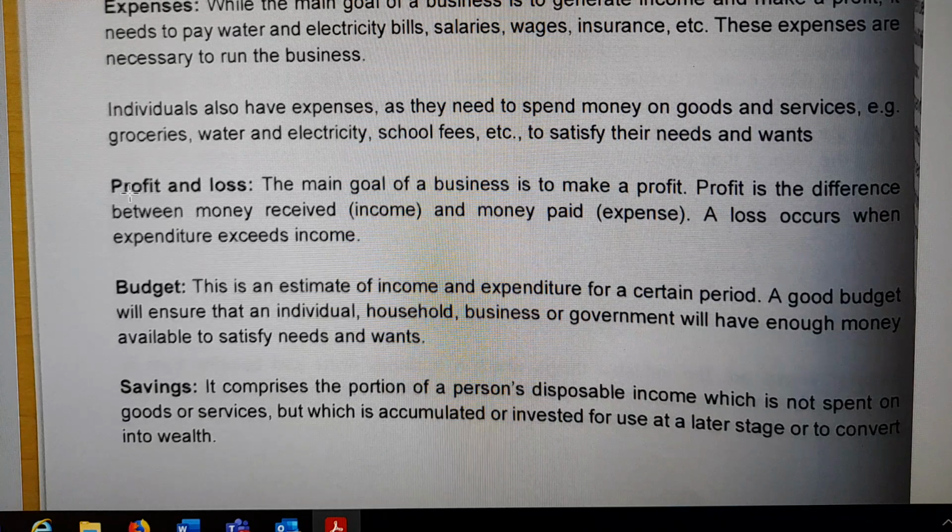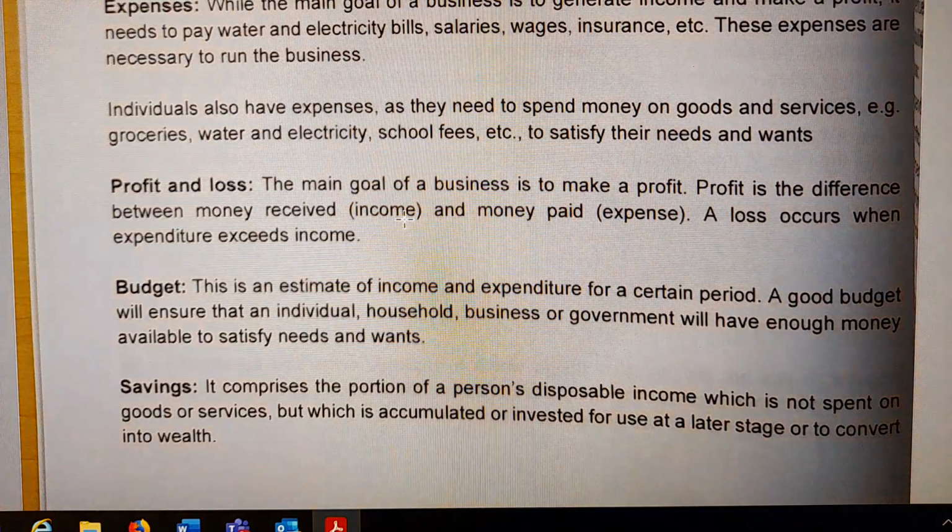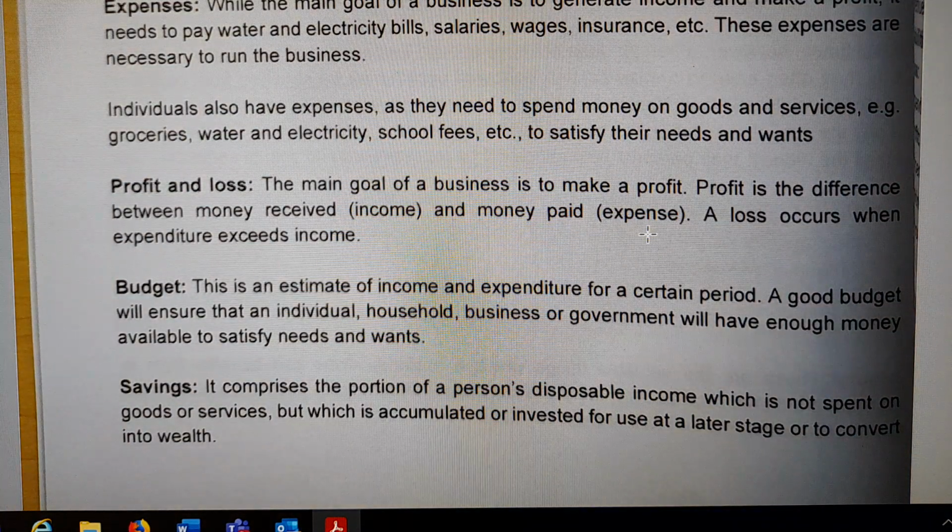Let's go through profit or loss again. The main goal of a business is to make a profit. Profit is the difference between money received and money paid. Remember the difference in maths? We said difference has to do with subtract. So a profit is the difference between money received and money paid, which means that profit is income minus expenses. Whatever is left is a profit.